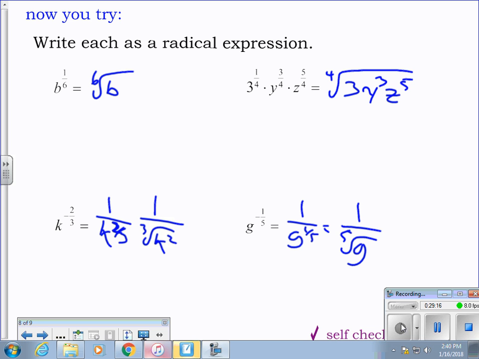Yes? Will there ever be one where they don't have the same denominator? I don't think that happens in here. It is a real possibility. What that would be is you would just have 2 separate roots, one for each denominator, and you wouldn't be able to combine them. You can if their bases are the same.